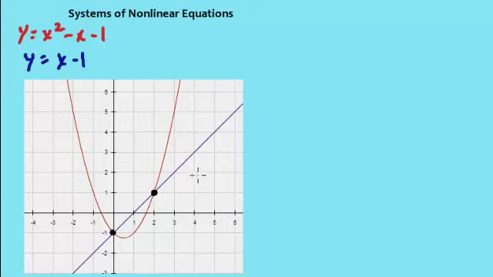So that means that our solution to the system of nonlinear equations would be (2, 1), or x equals 2, y is 1, and (0, -1), or when x is 0, y is -1. Those are our two solutions to this system of nonlinear equations. Now, this is a graphical analysis. We also need to be able to do an algebraic analysis.